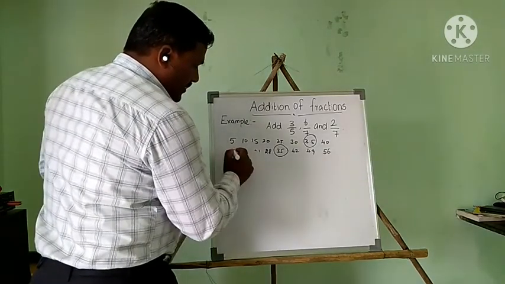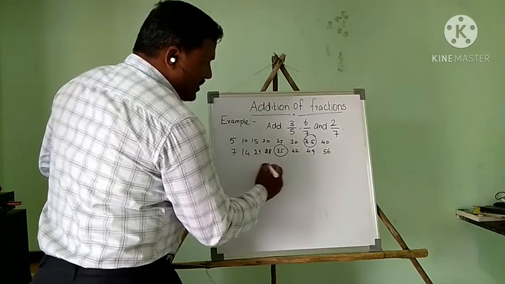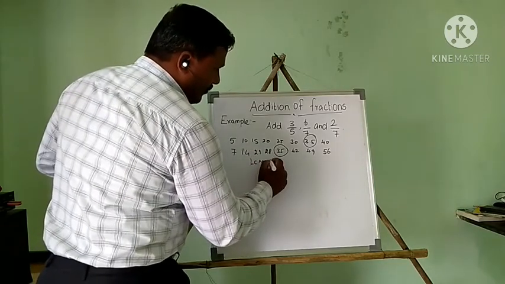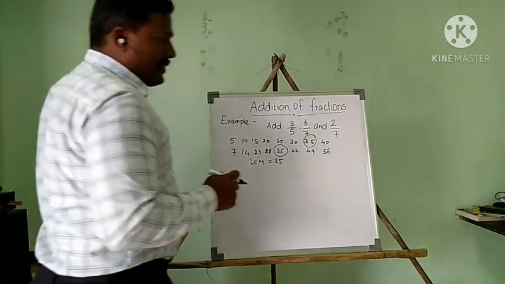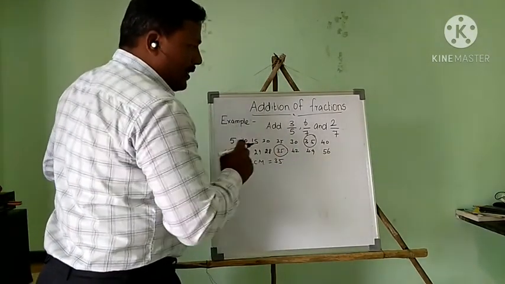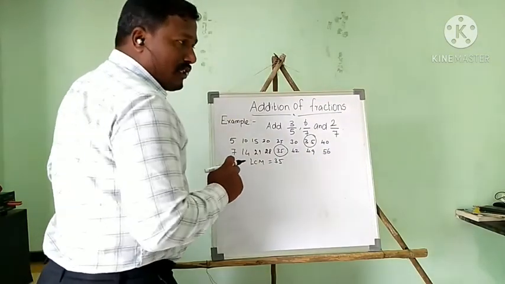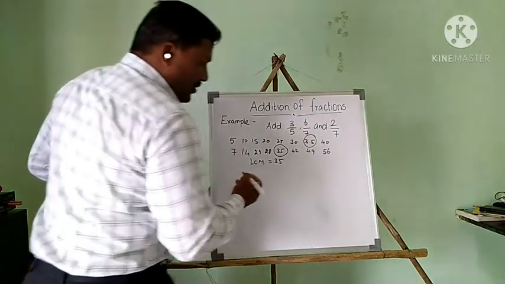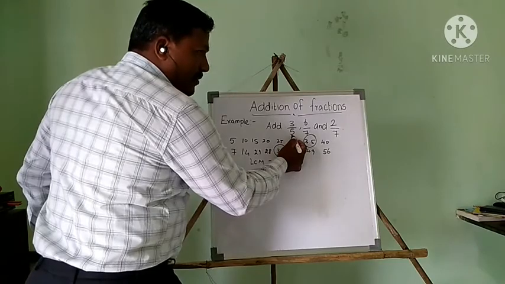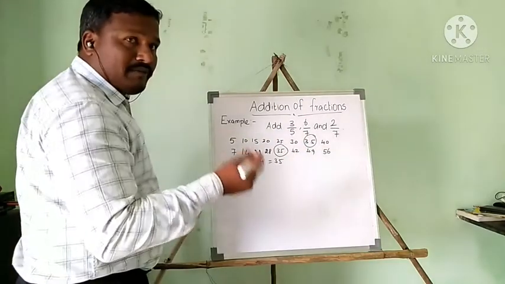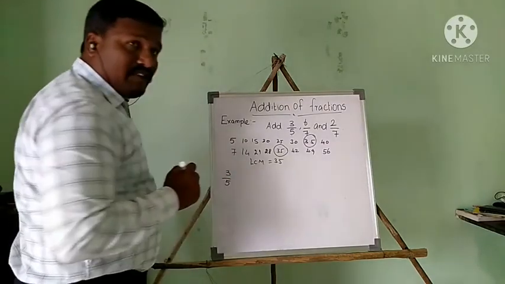Okay. So LCM is 35. Now I am going to make all the denominators the same. So as per the rule, first of all, I am going to multiply 5 by which number to get 35? So 3 by 5 is the given fraction.